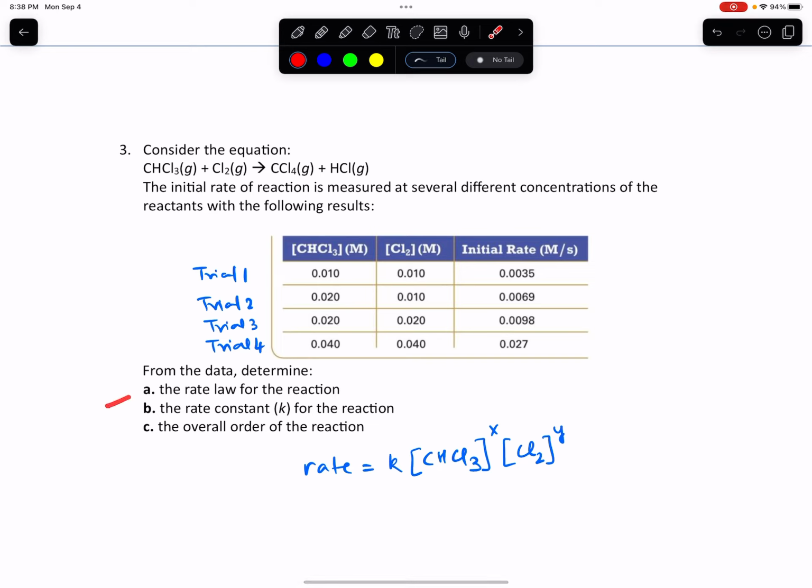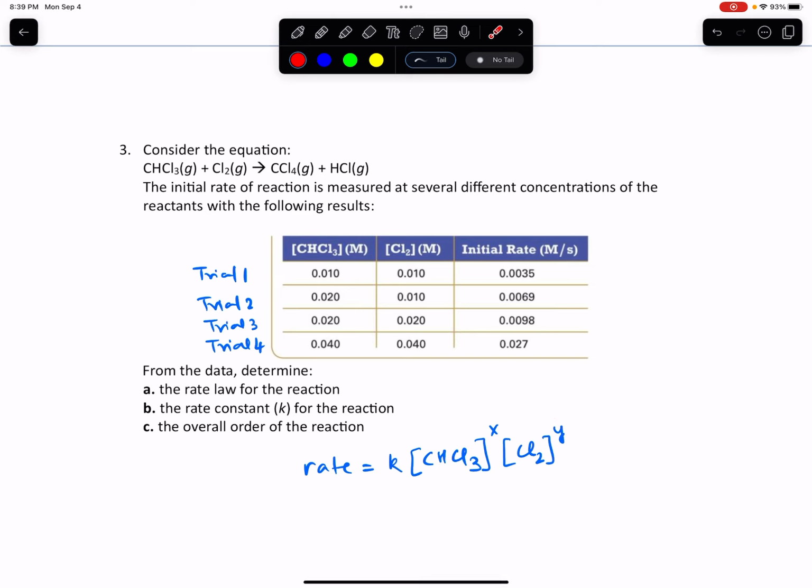Now, to find the rate law of the reaction, we essentially have to determine x and y and then plug them in out here, and then this entire thing would become the rate law of the reaction with the values for x and y known. The rate constant for the reaction, so once we determine x and y, we know what rate is, we know what this and this is, we can solve for the k, okay? And finally, for the overall order of the reaction, we just add x and y together, and that gives us the overall order of the reaction.